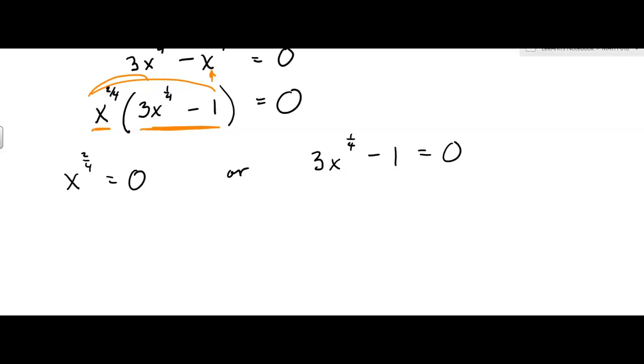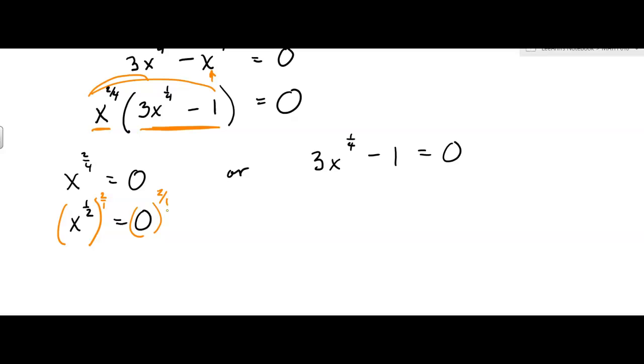Now it may be bothering you that it's x to the 2/4. We can change that to x to the 1/2. Now, if you want to write that as the square root of x, you can. I'm not going to bother doing that. I want to get rid of that exponent, so I'm going to raise to the reciprocal power, so 2 over 1, which is just squaring it.